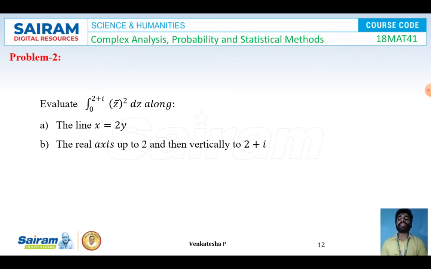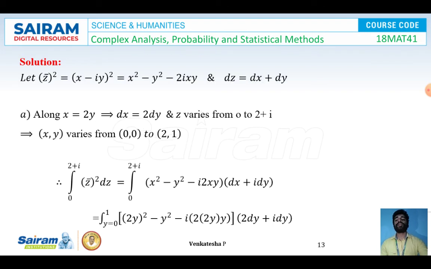We have to solve this integral in two cases. In the first case, I'm taking the line x = 2y. In the second case, I'm plotting a line from the positive x-axis to the point 2 and then vertically to 2 + i. So we'll see how to solve these two conditions. Since (z̄)² is given by (x - iy)², it becomes x² - y² - 2ixy, and dz is given by dx + i dy.